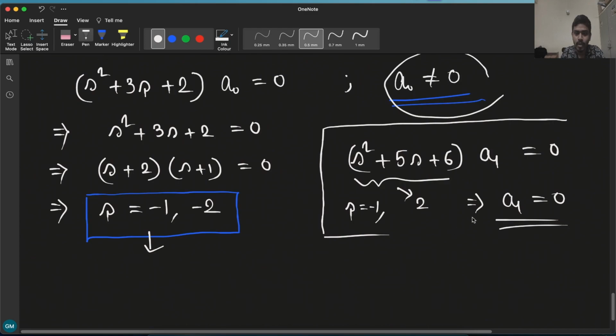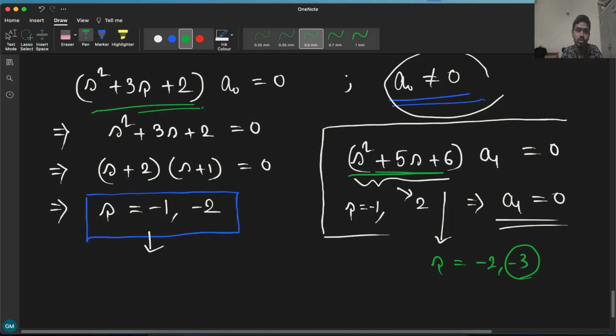You can start with a1 not equal to 0, and in that case you have to make this term equal to 0. So this term equals 0, and this will give you two values of s. Let me tell you, it will be minus 2 and minus 3, and for minus 3 you will see a0 will have to be equal to 0, because for minus 3 this term will not be equal to 0. So a0 you must take as 0 in that case, and you will get the same solution.